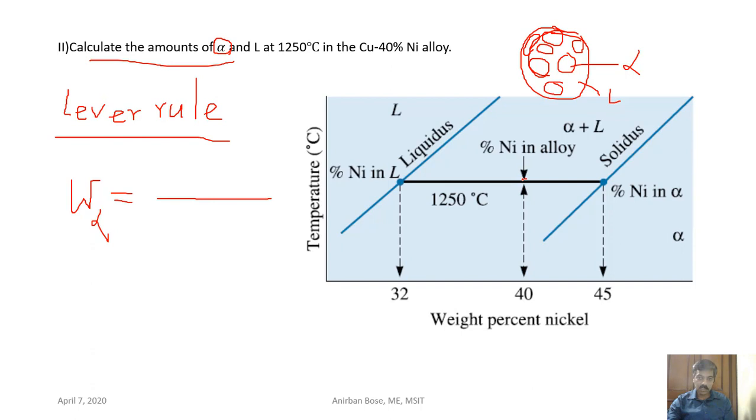If you consider this is the overall composition, where it cuts the liquidus line and where it cuts the solidus line, the corresponding compositions we have already got. Now if you write this length as R and this length as S, then to find the solid fraction, the solid is in this area, so we have to take the opposite term first. So it will be R divided by the total length, that is R plus S.